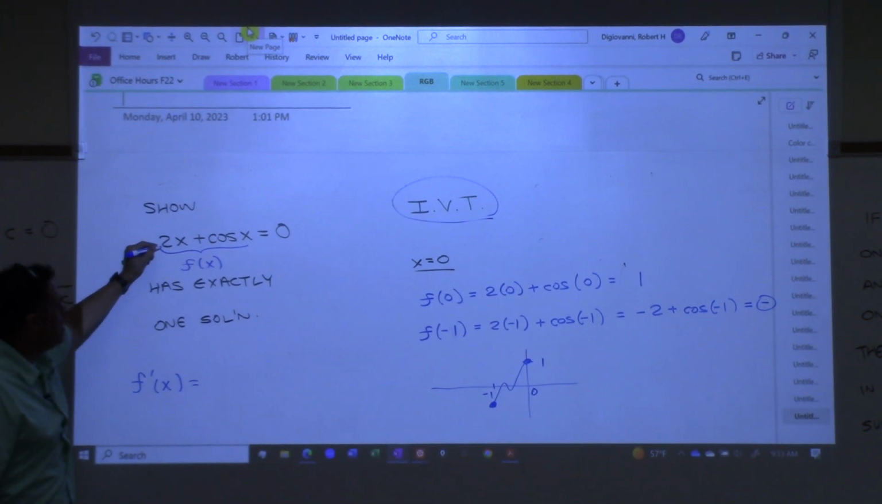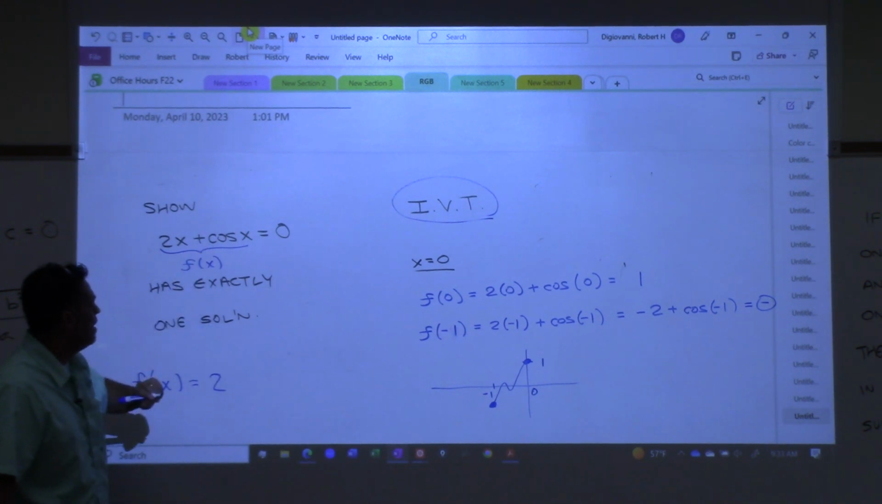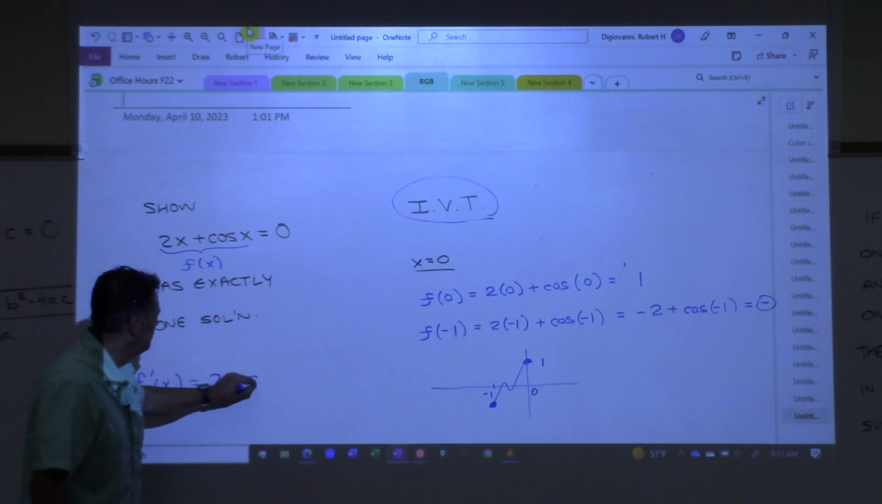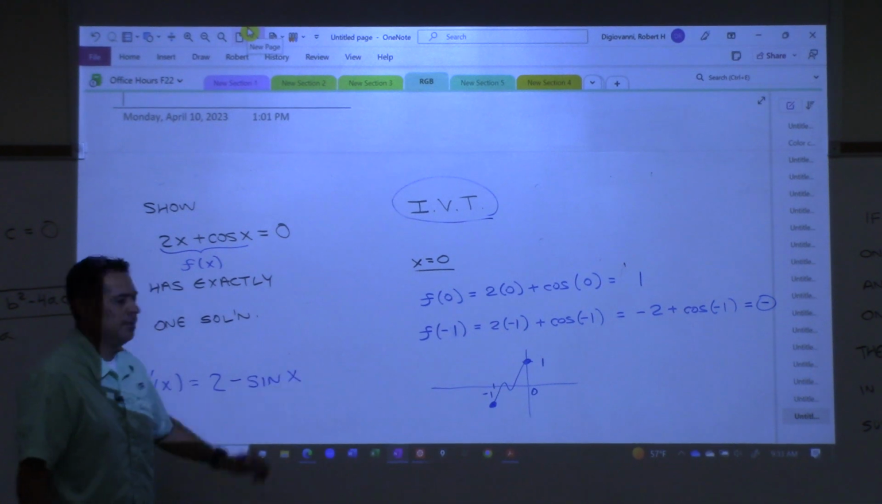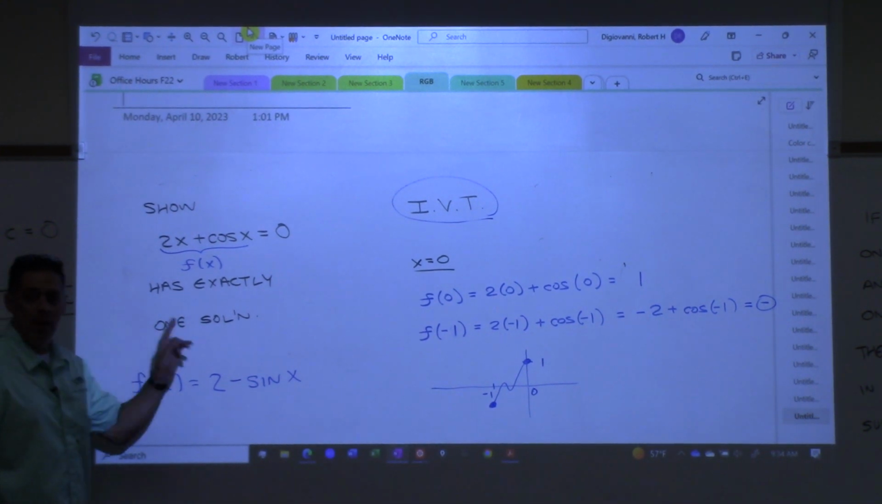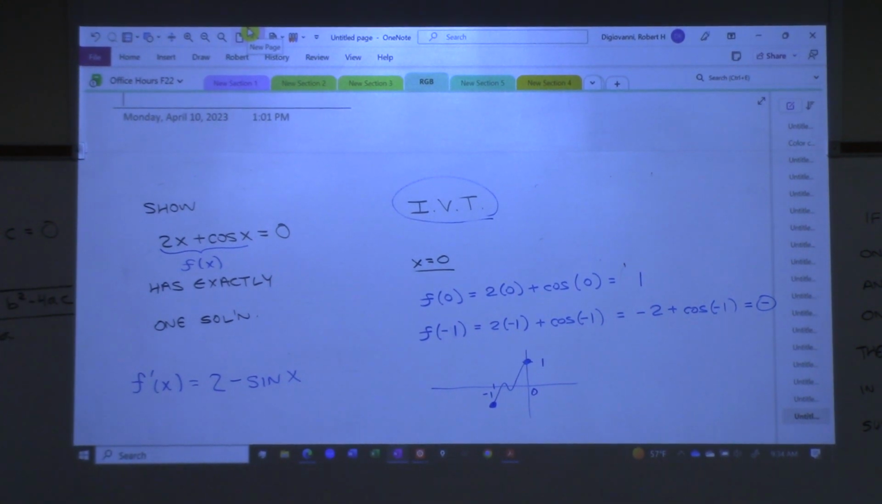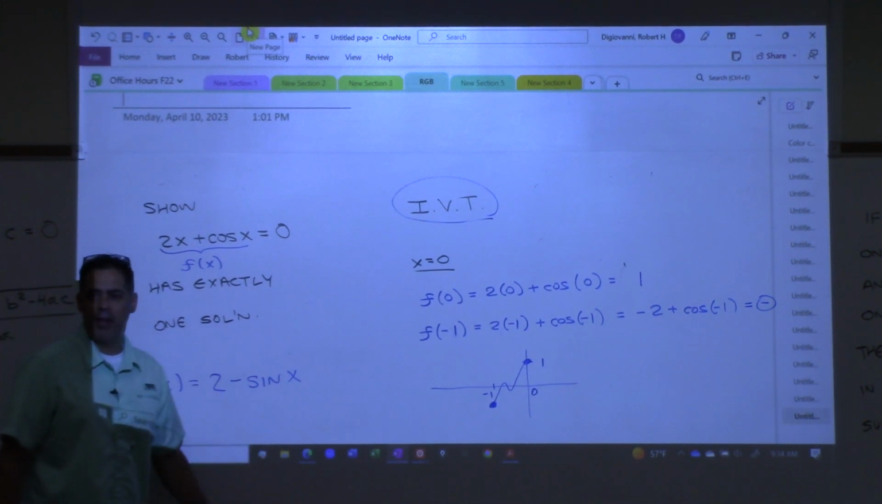So what's the derivative of this? 2. What's the derivative of cosine x? Minus sine x. Okay. Now, this is what you have to put together. This derivative is always positive or negative. No matter what x you ever plug in, this will always be positive or negative. You tell me.